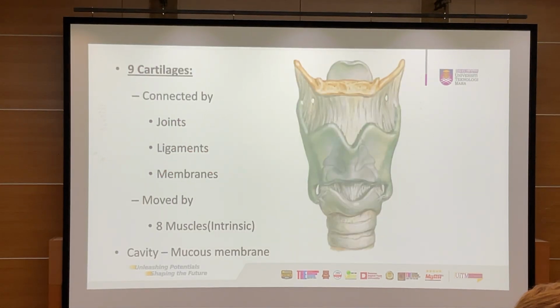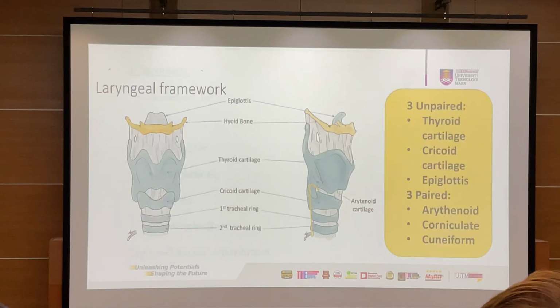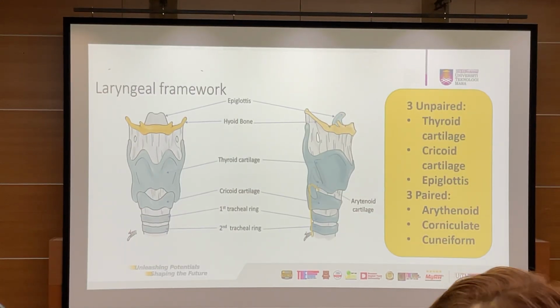There are 9 cartilages of the larynx that are connected by joints, ligaments, and membranes, and it is moved by 8 intrinsic muscles. We'll go through that one by one later. So this is our laryngeal framework. We have the thyroid cartilage just below the hyoid bone, then the cricoid cartilage, followed by the tracheal rings. So we have 3 unpaired and 3 paired cartilages.